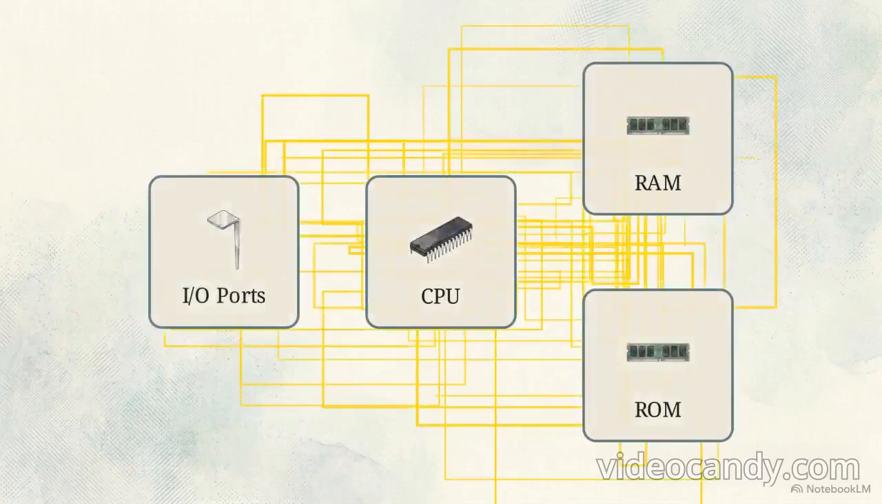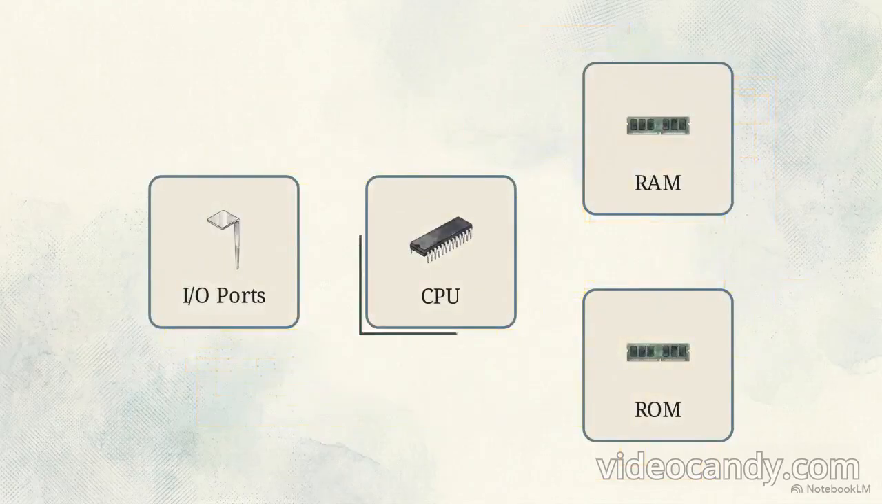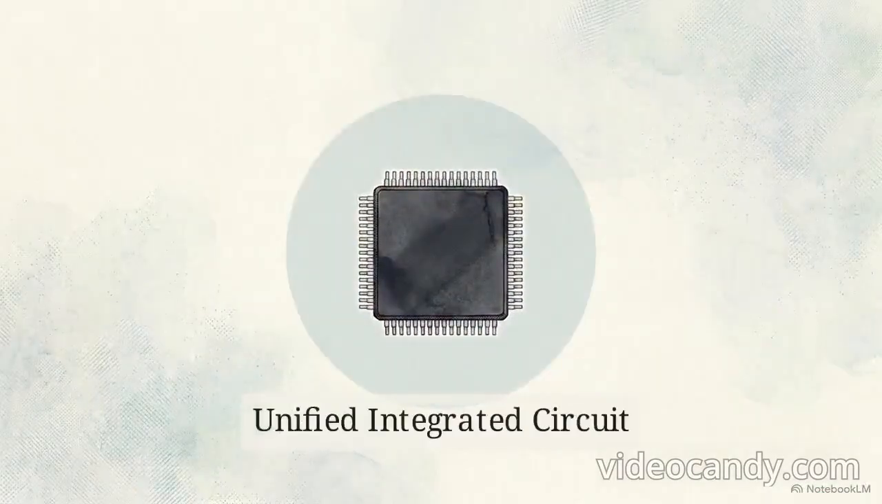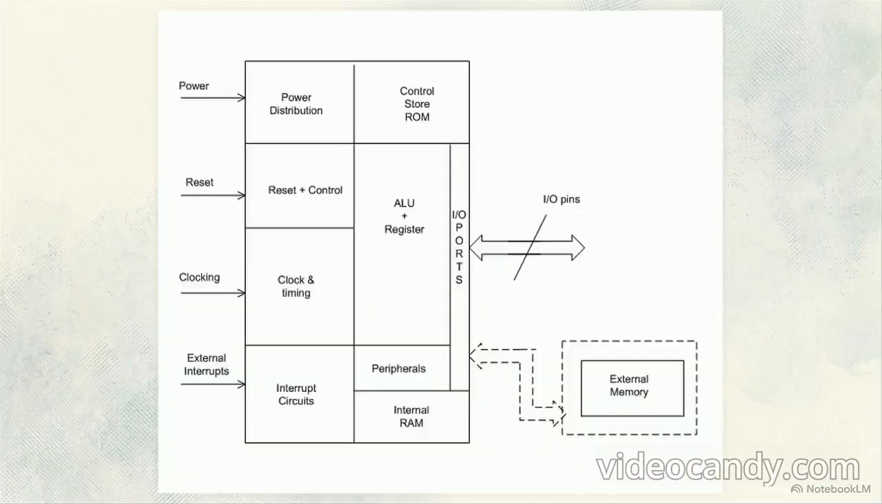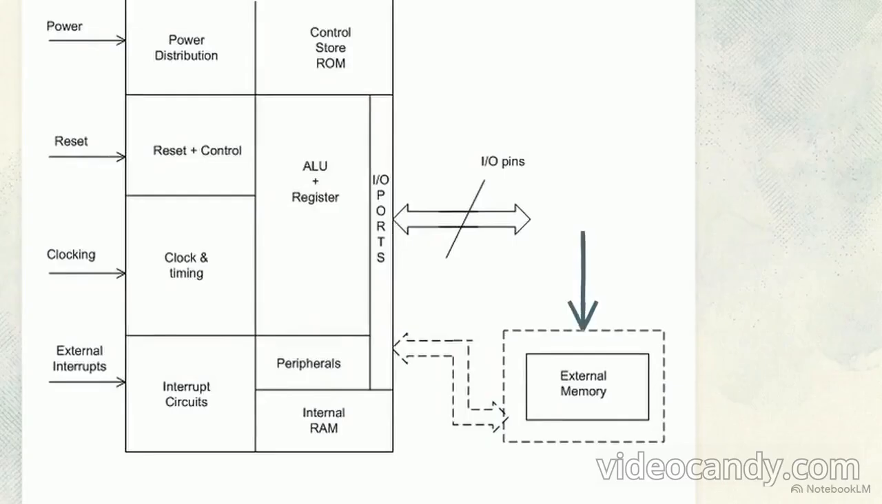The fundamental limitation of a discrete microprocessor unit is its footprint. Because the CPU, RAM, ROM, and I/O ports are separate chips, they require a complex circuit board with extensive copper traces to carry the bus lines. The solution was integration. Engineers took the processing core, the temporary RAM, the permanent ROM, and the I/O ports, and fabricated them all onto a single silicon die to create a unified integrated circuit.